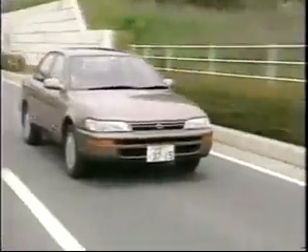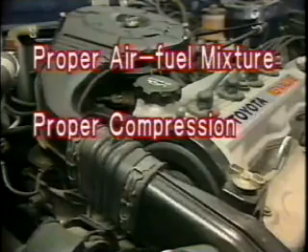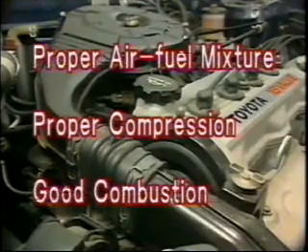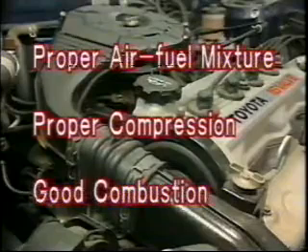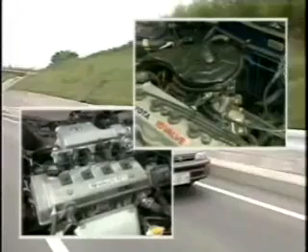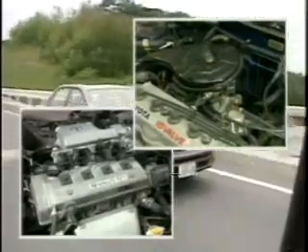The three interdependent factors in achieving a gasoline engine's full operating capacity are proper air-fuel mixture, proper compression, and good combustion. The role of maintaining the proper air-fuel ratio is played by the fuel system. The two types of fuel systems are the traditional carburetor, which operates mechanically, and the electronic fuel injection system, or EFI, which uses a small computer to obtain the proper air-fuel ratio.